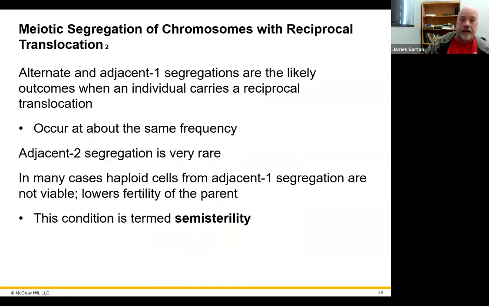Now, again, I said alternate and adjacent one are the most common, and they're at roughly equal frequencies. Adjacent two segregation is the most rare. And in either kind of adjacent segregation, the gametes that get produced are abnormal, and it affects the fertility of the individual that has that translocation.